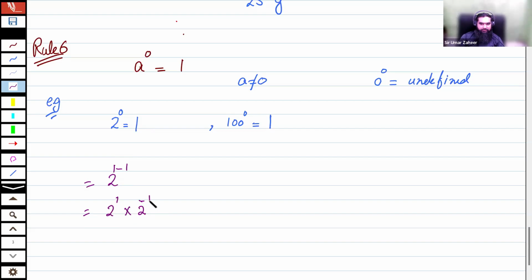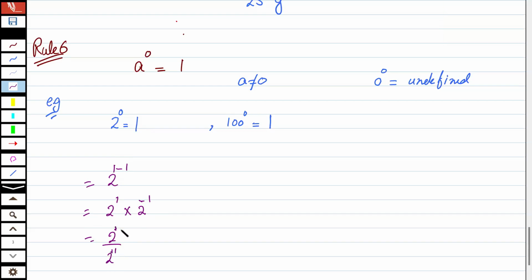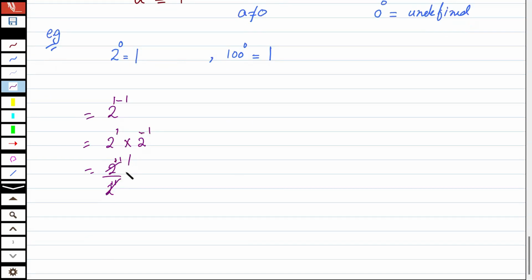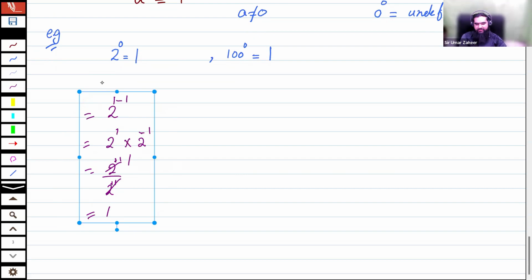Is it clear? Because two numbers are multiplying, we have to add the powers. In the same way, when dividing, the power taken in the denominator becomes positive 1. Now 2 times 1 is 2, so you will get the answer 1. We can prove it, but that's not part of our syllabus. That's why we are not discussing it.